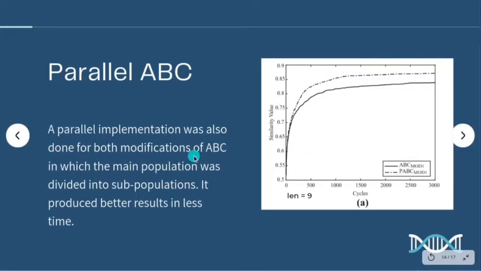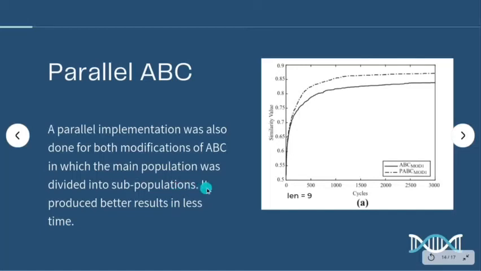The paper also briefly discussed a parallel implementation of both of these modifications. So in the parallel version, the population, which is the food sources, is divided into subpopulations, and all of the ABC operations are performed in those subpopulations in parallel.